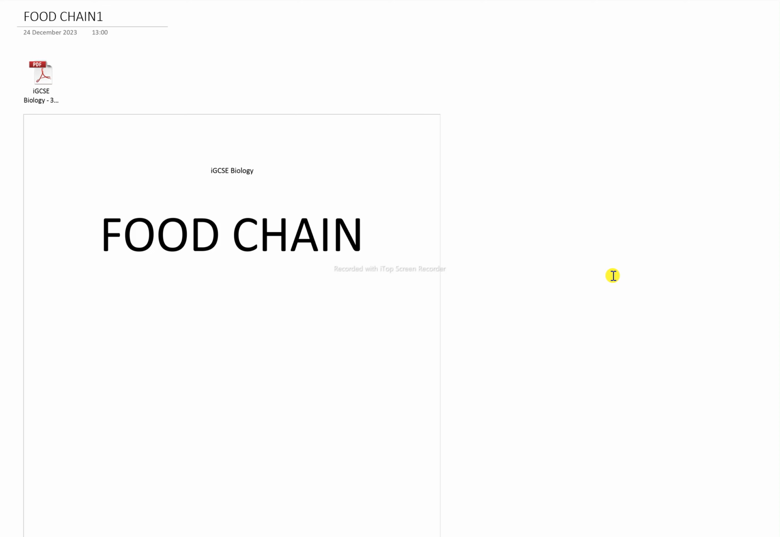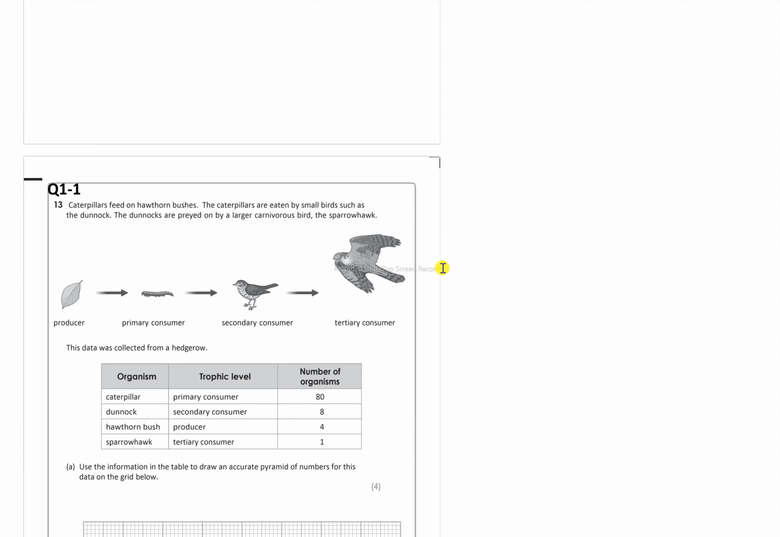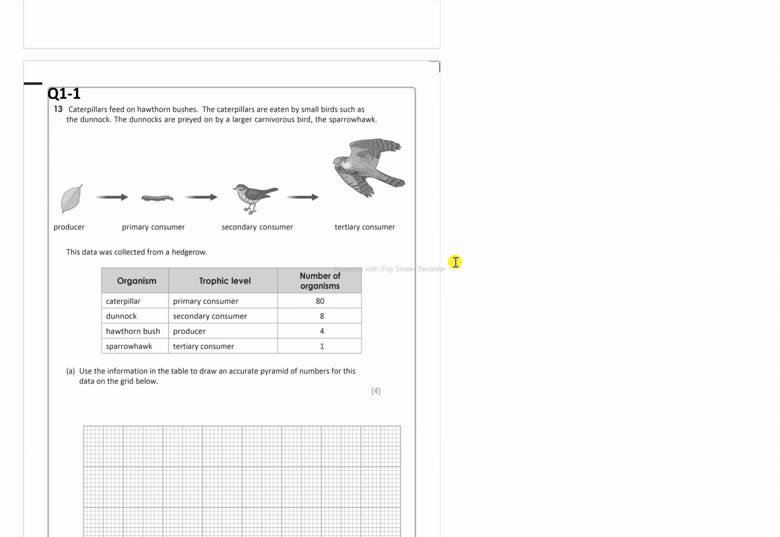Right, we're looking at the food chain worksheet. Right, let's look at this. Caterpillars feed on hawthorn bushes. So there's a caterpillar. It eats this leaf from the hawthorn bush.